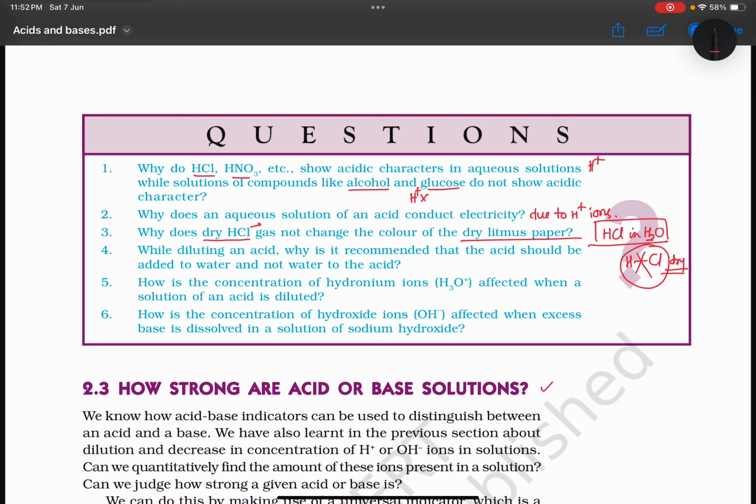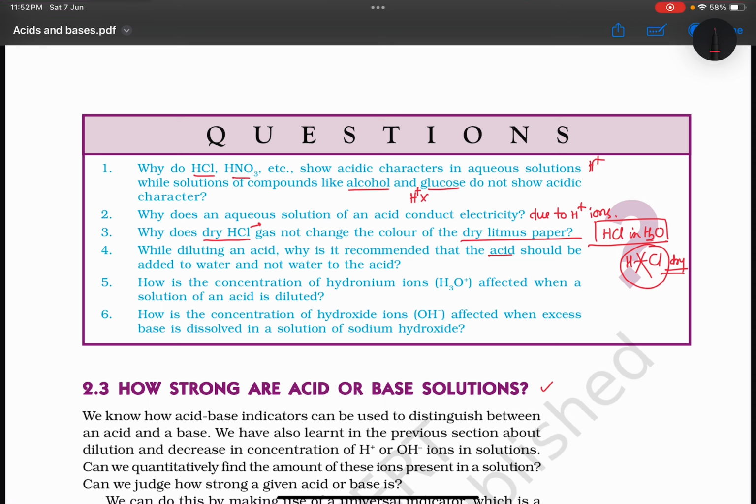While diluting the acid, why it is recommended that the acid should be added to water and not water to the acid? Because the reaction is going to be highly exothermic. So to the large amount of water, small amount of acid is to be added, not reverse. Because heat burns and even glass beaker, test tube, there is a possibility of breaking that particular apparatus also. So no, very big no. You need to add acid to large amount of water, not water to acid.